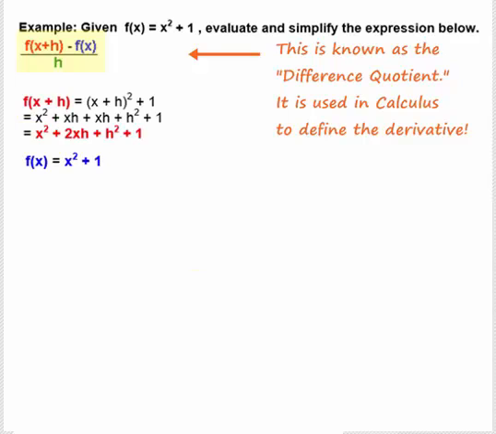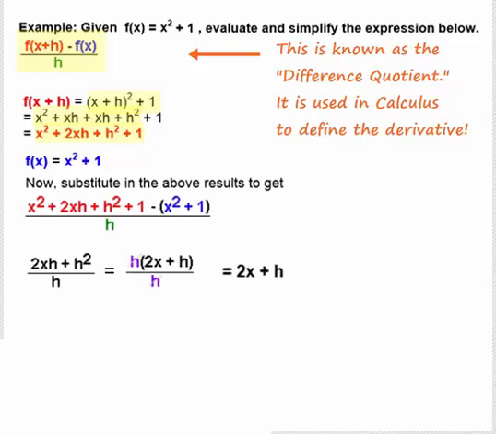To evaluate this quotient, we find f of x plus h and simplify it, and we plug it in. We also plug in the formula for f of x. F of x plus h is x plus h quantity squared plus 1. We FOIL out the x plus h and get x squared plus 2xh plus h squared. Then we add 1 to that, and what we get is x squared plus 2xh plus h squared plus 1. That's our f of x plus h.